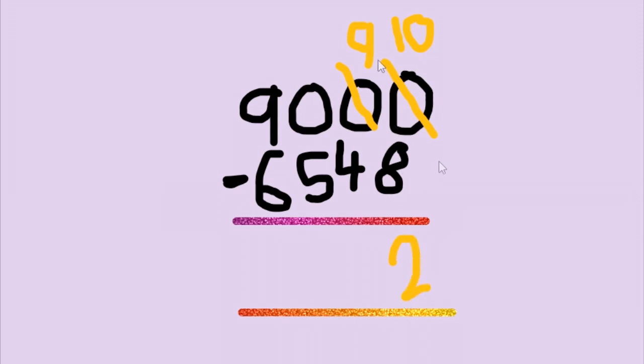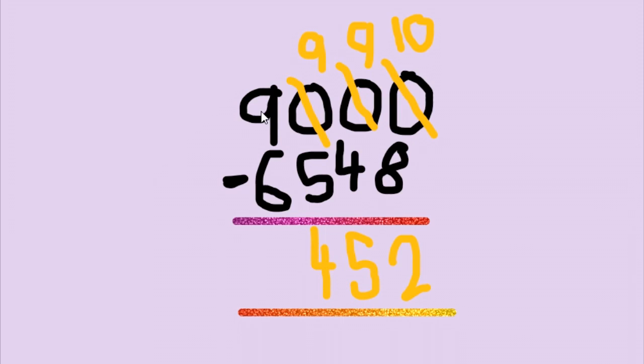9 minus 4 could be what? Yes, it is 5. And in the third area, again it becomes 9 because like the previous one, the tens digit borrows 1 even though the digit is 0. So we borrow and put 9. So 9 minus 5 equals 4.